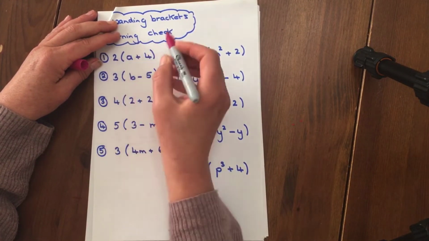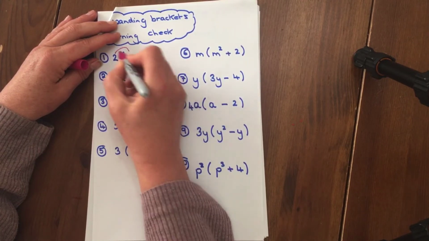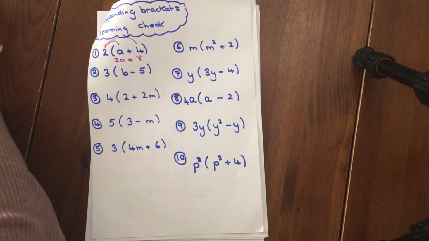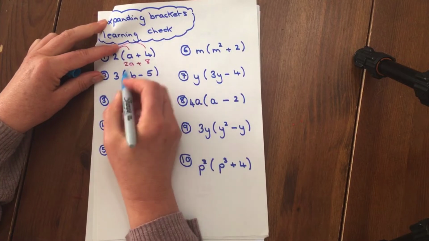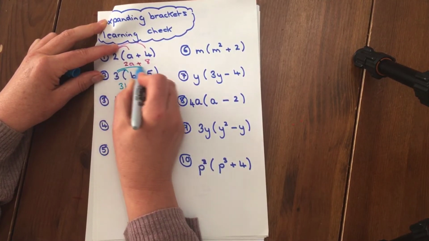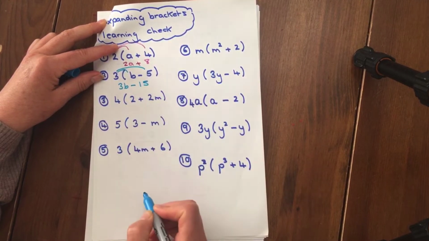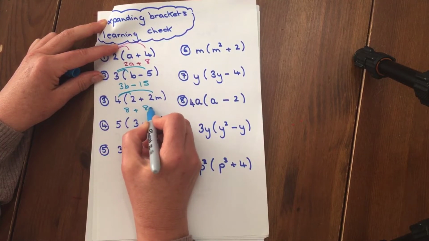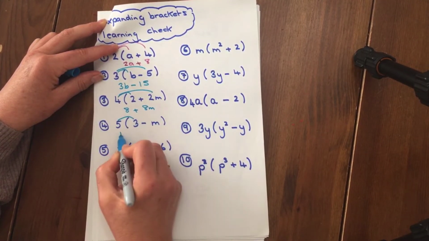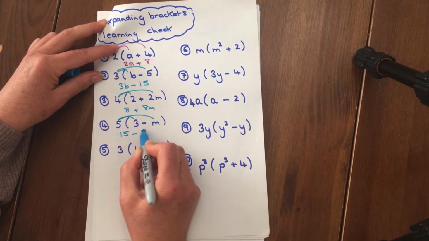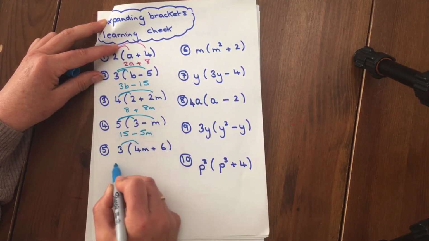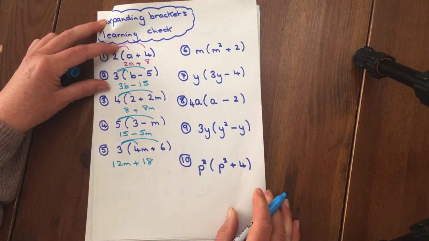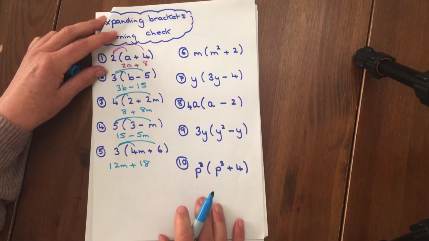So 2 times a, 2a, 2 times 4 is 8. Sorry, that pen isn't working very well. Question 2, 3 times b is 3b, 3 times minus 5 is minus 15. 4 times 2 is 8, 4 times 2m, 8m. 5 times 3 is 15, 5 times n, 5n. 3 times 4m, 12m, 3 times 6, 18. Right, most of you got those 5 correct.